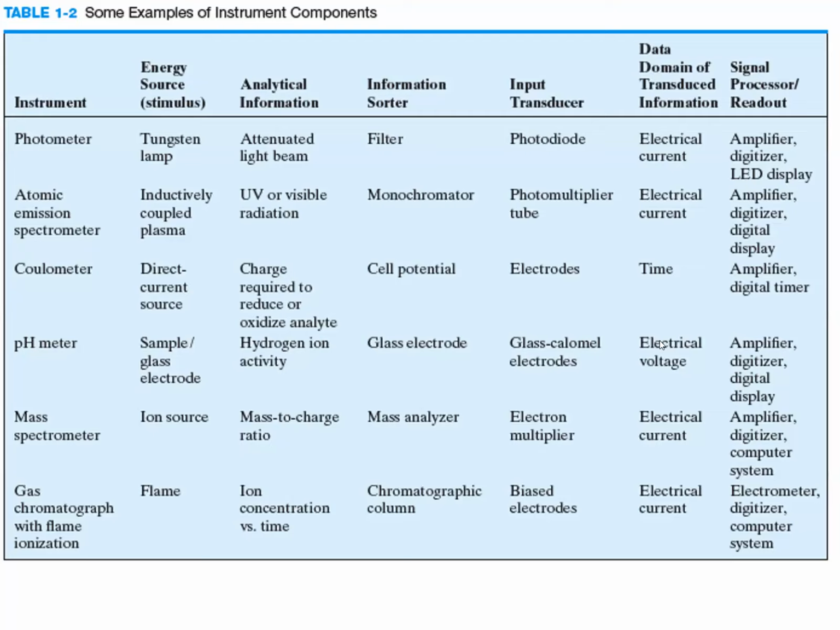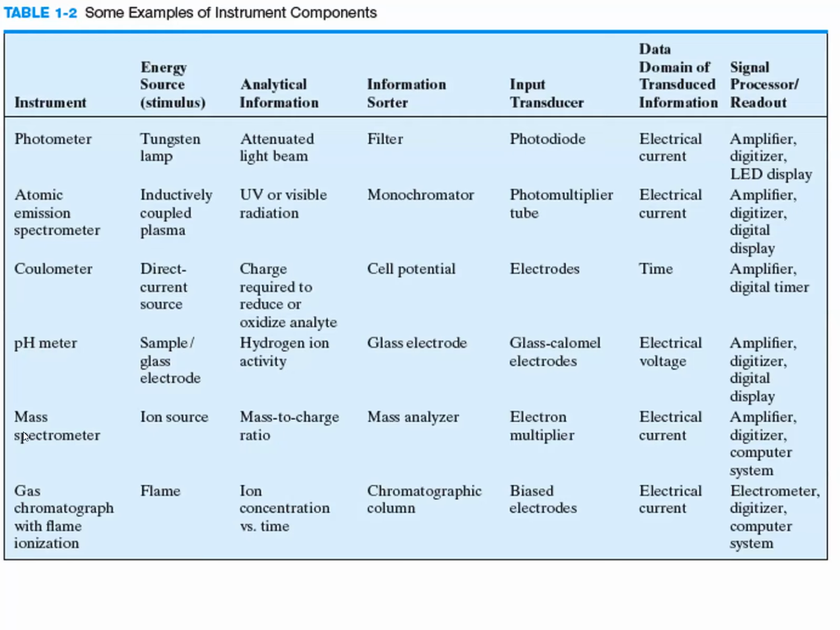Eventually, you get your data domain of the transduced information. The data that you get from there is an electrical voltage, and then that electrical voltage can be processed. And what you read out, or what is going to process that electrical voltage, will be the amplifier or a digitizer or some form of a digital display.